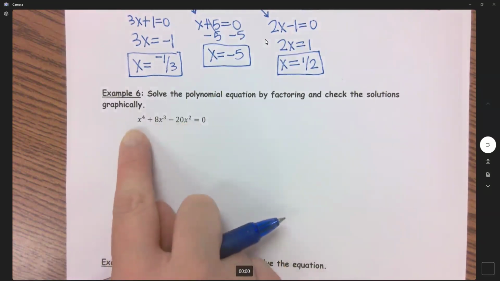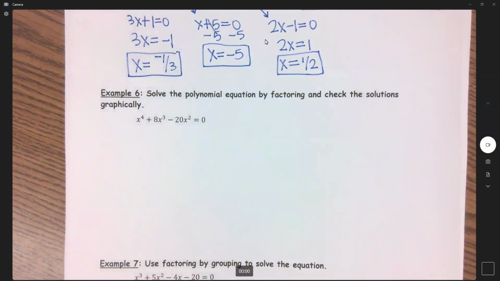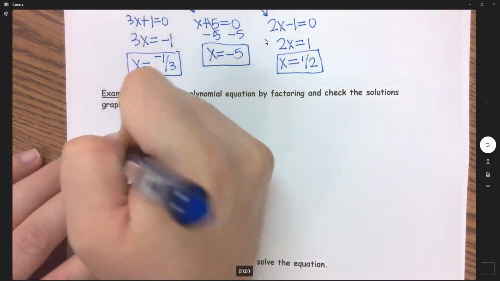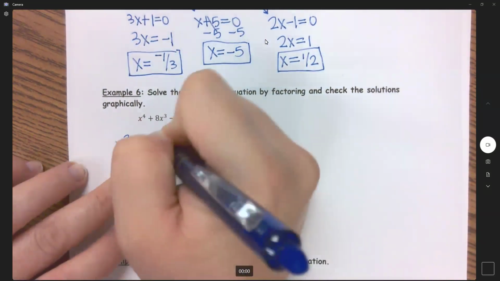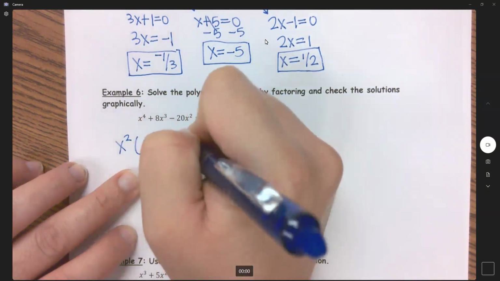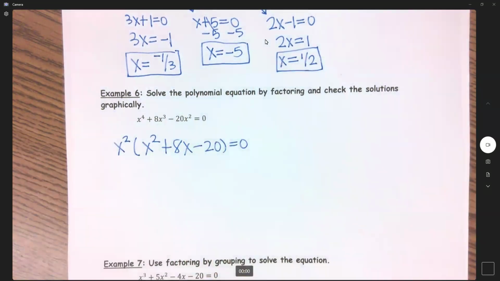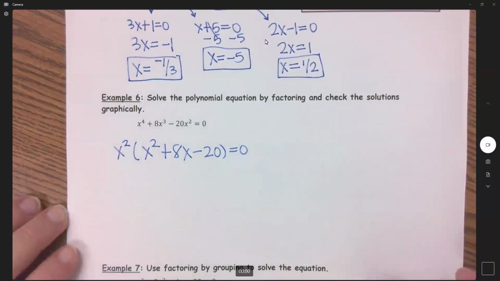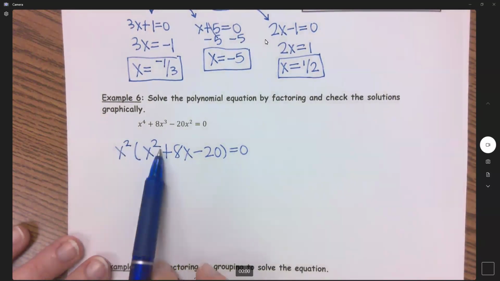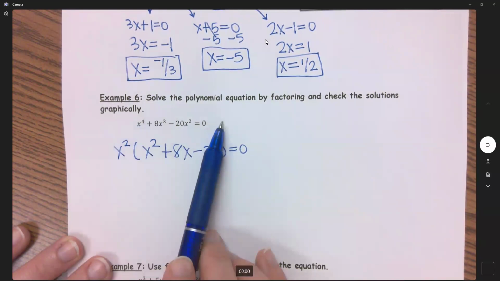My GCF is x squared. You have x to the 4th, x cubed, x squared. You can divide 2 x's out of all of those terms. So I'm going to pull out an x squared, and that leaves me with x squared plus 8x minus 20. Okay, all we're doing when we're pulling out that GCF is undistributing. So if you distribute that x squared back into everything, we're back up to that original.